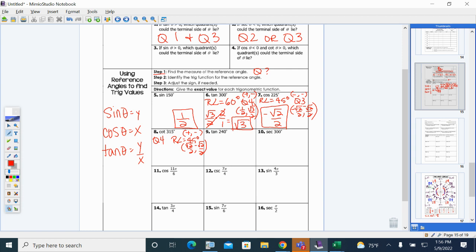Now, tangent is y divided by x. So cotangent is x divided by y. So we're going to take the x, which is a positive radical 2 over 2. We're going to divide by the y, which means we're going to multiply by the reciprocal, which is going to give us negative 1.